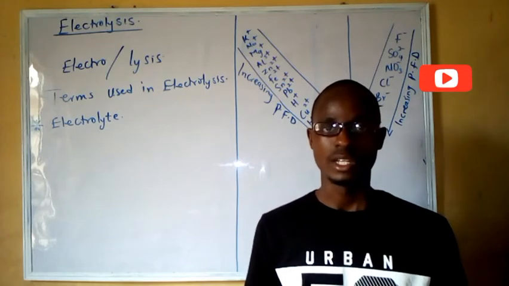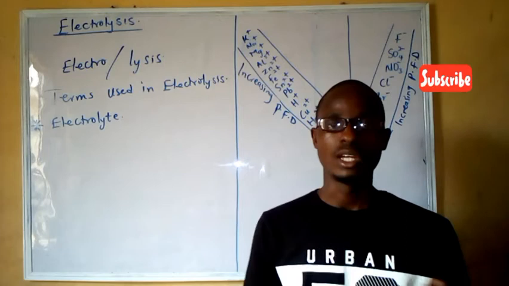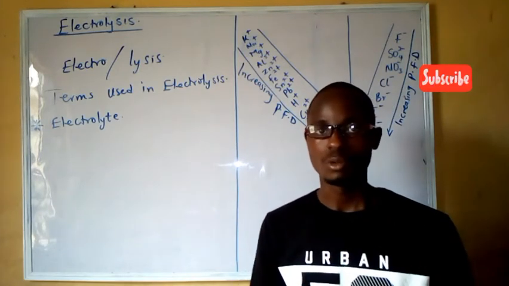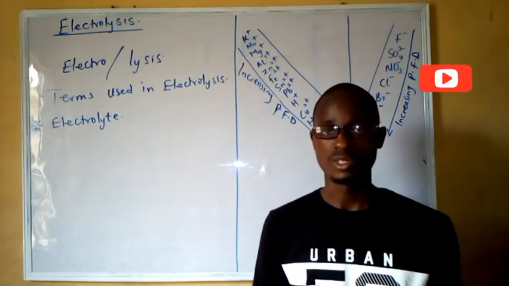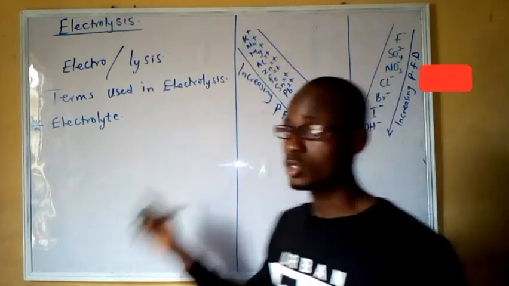For instance, the common salt we all use in cooking is an electrolyte because it doesn't conduct electricity in the solid state, but once dissolved in water, it begins to conduct electricity. So it is regarded as what? The electrolyte. So this is one of the terms.